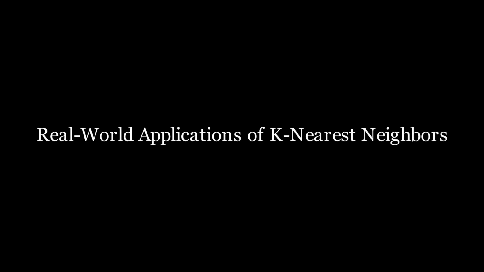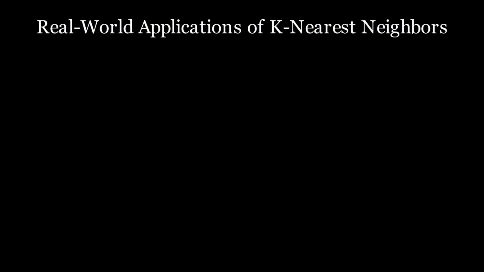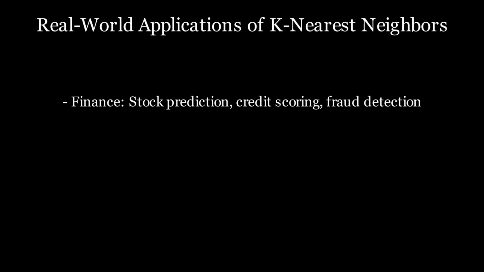Now that we've talked about the implementation, advantages, and disadvantages of KNN, let's look into some real-world applications. KNN is a widely used algorithm across various industries, and it's known for its ability to solve real-world problems effectively. It's used in finance for stock market prediction. It analyzes historical data to identify patterns and aids investors in making informed decisions. It's also used in credit scoring, fraud detection, and improving risk management.